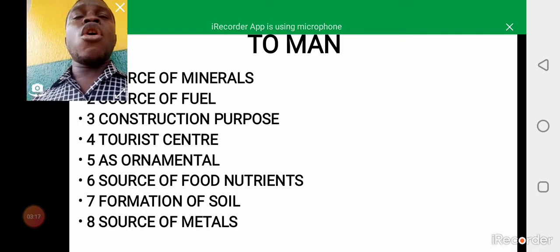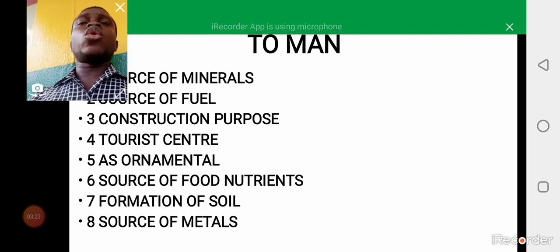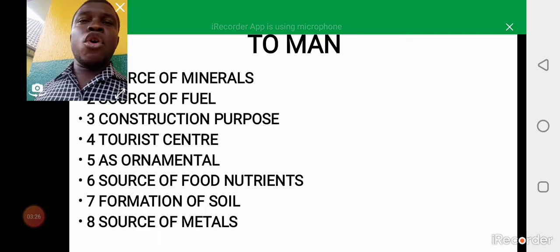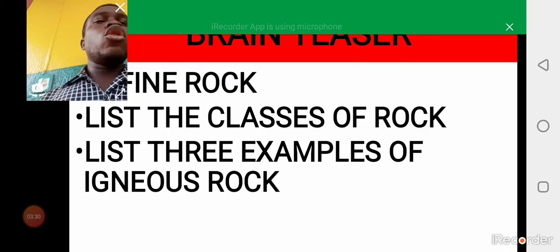That's why when rock is broken down due to the agent of denudation, it's called weathering. So it was from your rock that your soil came out. Also, it serves as a source of mineral. This is your brain teaser. I want you to pay attention.